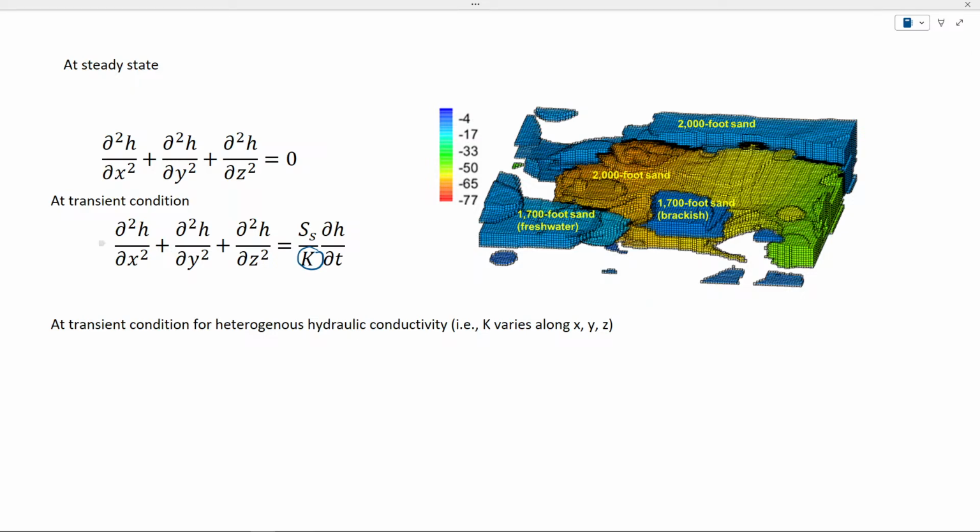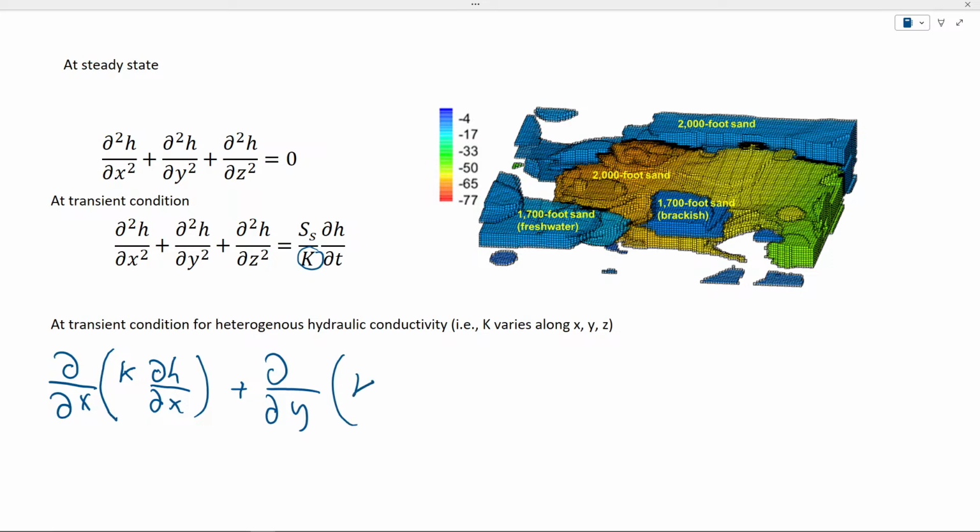So in that case, I know this is the rate of a change of K, partial h over partial x. So now you see K is changing with x. So at a different location, K will be different. Plus partial y of K partial h over partial y plus partial over partial z.